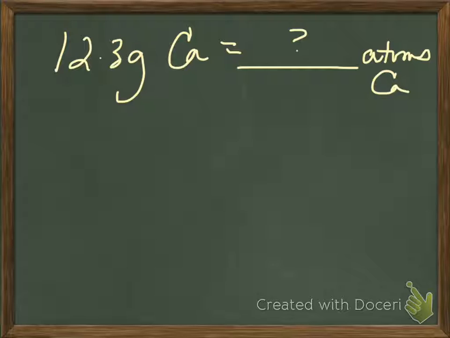What's our first step in any factor label? Somebody who has no shoelaces. Who has no shoelaces?